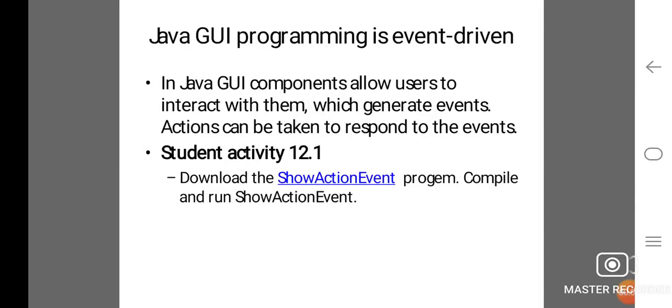Java GUI programming is event-driven. In Java, GUI components allow users to interact with them, which generates events, actions that can be taken to respond to the events. Student activity 12.1. Download the ShowActionEvent program, compile and run ShowActionEvent here.